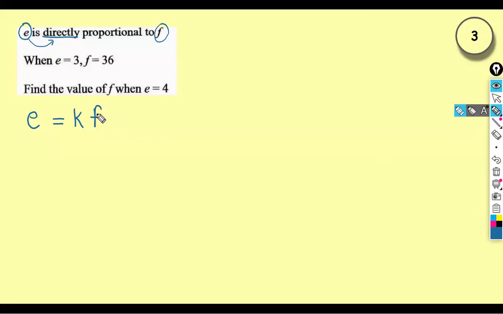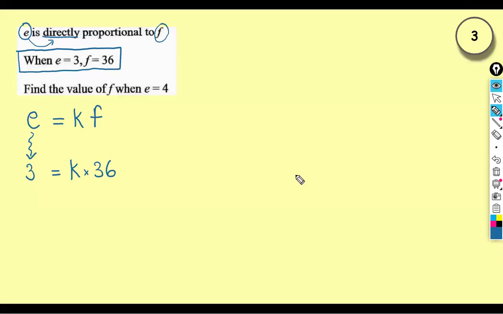Great. So now we have to find K. Remember, K is the constant. We must find it. And the examiner will always give you some information. So when E is 3, F is 36. Let's replace some values. E, they told you, is 3, and F is 36. Now, this is where people are making a mistake. We're supposed to solve for K.